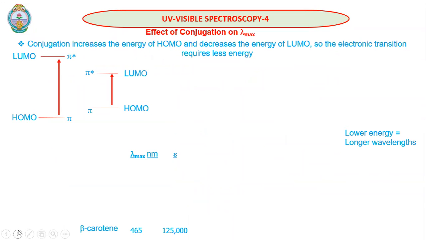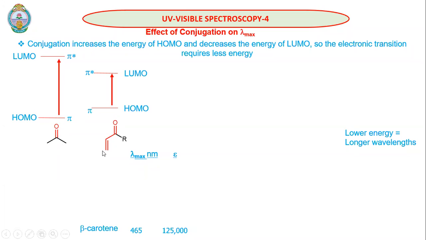Now we will look at the effect of conjugation on lambda maximum. What is conjugation? Either it may be a C double bond C, alkene-alkene conjugation, or it may be a carbonyl and alkene conjugation. For example, when we look at the influence of conjugation on a carbonyl, look at this diagram. This ketone, this is the energy required for this pi to pi star transition. Of course, I missed the n to pi star transition. For some time we will just leave the n to pi star transition.